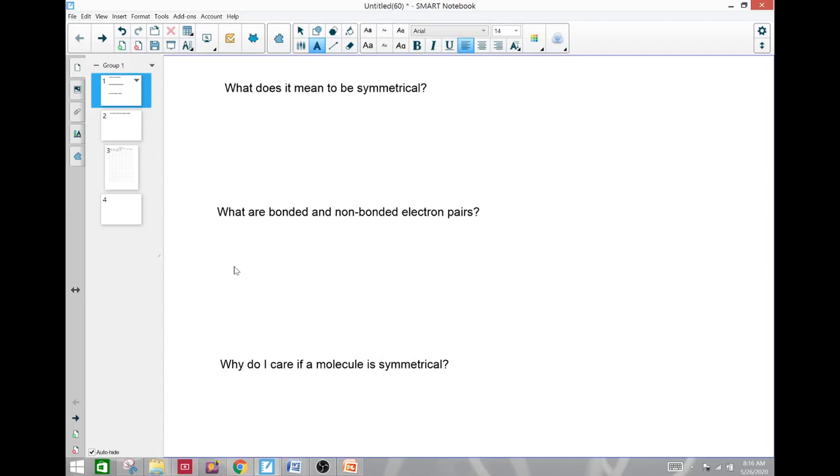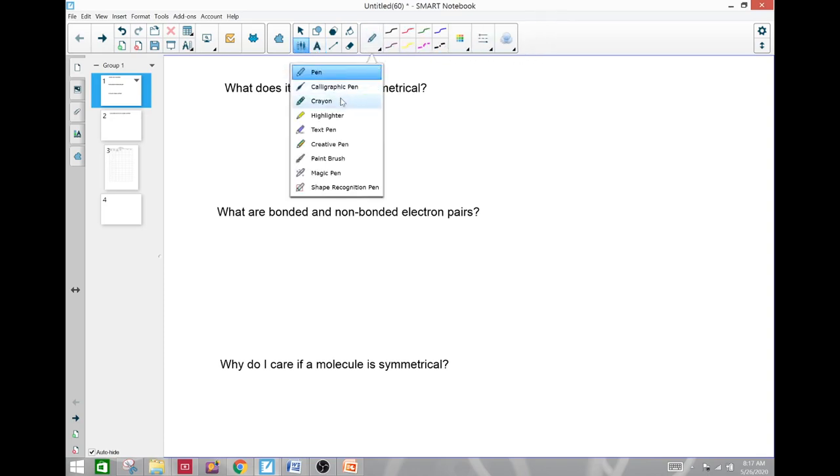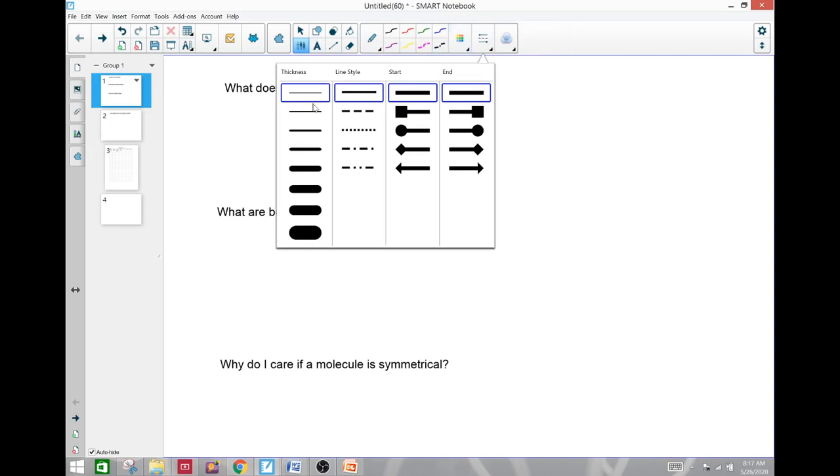We're going to be looking at a PowerPoint here in order to determine the symmetricalness of a molecule. So first of all, let's review a few things so that we can all be on the same track as far as what things mean and what I'm talking about.